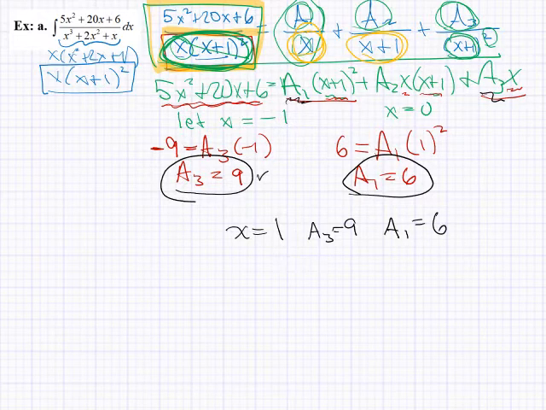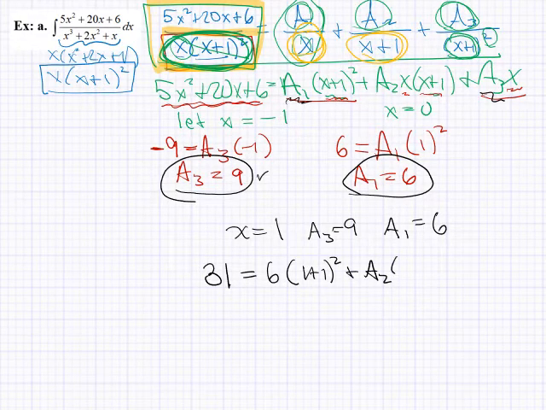What do we have left? Well, the only variable we would have left in this whole thing would be a2. So if x equals 1, the left-hand side becomes 31. The right-hand side becomes a1, which is 6, times 1 plus 1 squared, plus a2 times 1 plus 1, plus a3, which was 9, times 1. And if you notice, the only variable here is a2. So solve for a2, now you got your answer for that.